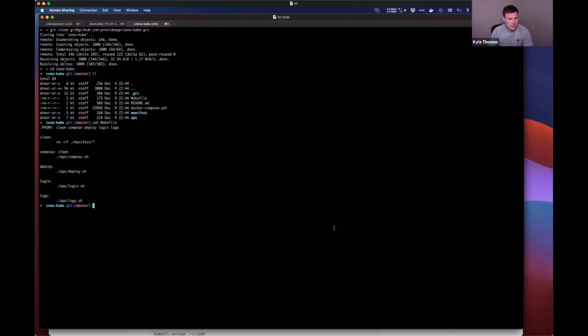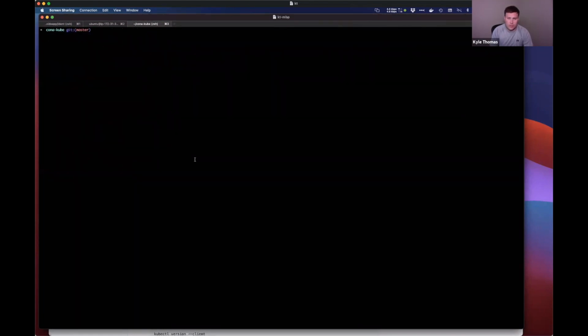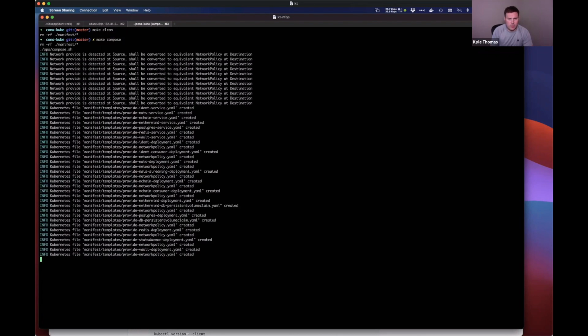And then clean will wipe the Kubernetes Helm chart, wipes the slate clean there. Make compose generates the Kubernetes Helm chart from the Docker compose that is included in the BRI. So let's run that again. Make clean wipes the Helm chart. Make compose generates the Helm chart from the provide Docker compose stack.